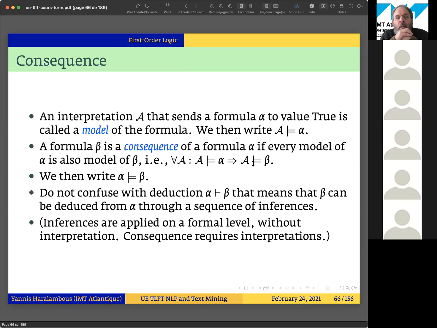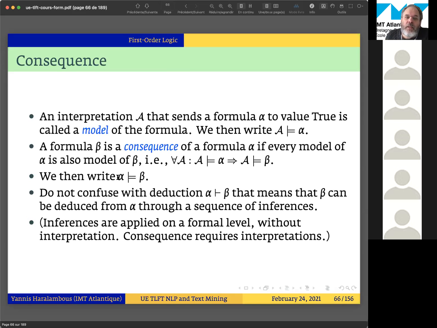We already defined what a model is. A model is an interpretation for which a formula is true. A consequence is a relation between two formulas. Beta is a consequence of alpha if every model of alpha is a model of beta. So in every world where the first one is true, the second one is necessarily true.